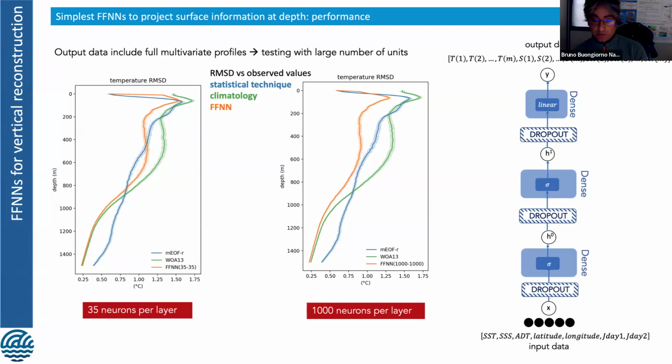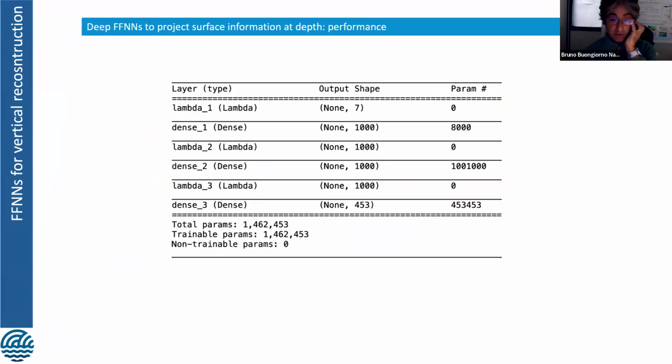But once you are building such a network, the problem is that you are using a lot of parameters. A network with 2 hidden layers with 1,000 units each leads to more than 1 million parameters to be trained, starting from 35,000 profiles. So the degrees of freedom are not really so many.